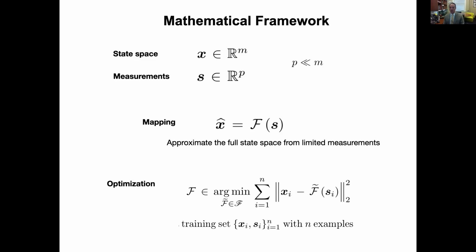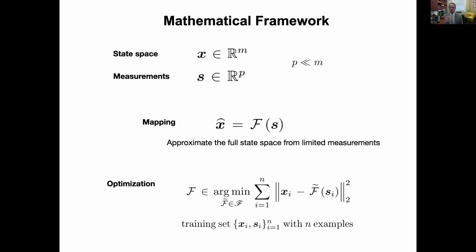And here's the mathematical framework. First of all, I have my state space X, and this is some n-dimensional system. Then I have measurements of that state space S, and I have P measurements. And generically here, what we're talking about is P is much less than n. In other words, I have a few sensors and my state space can be very large.